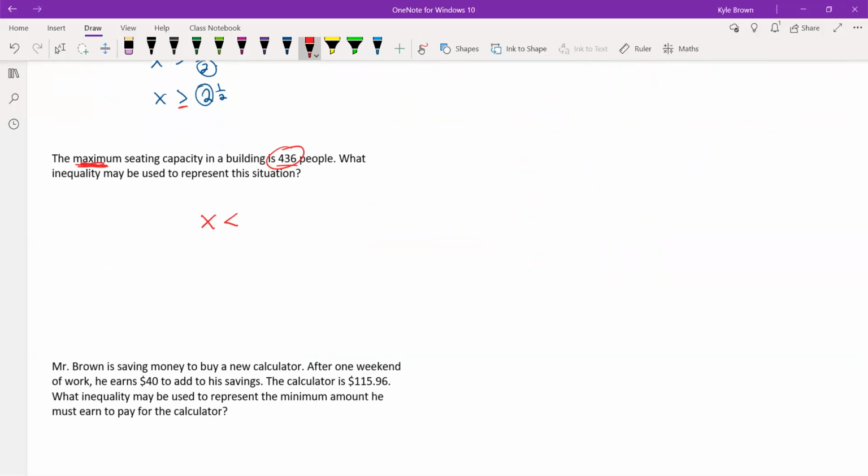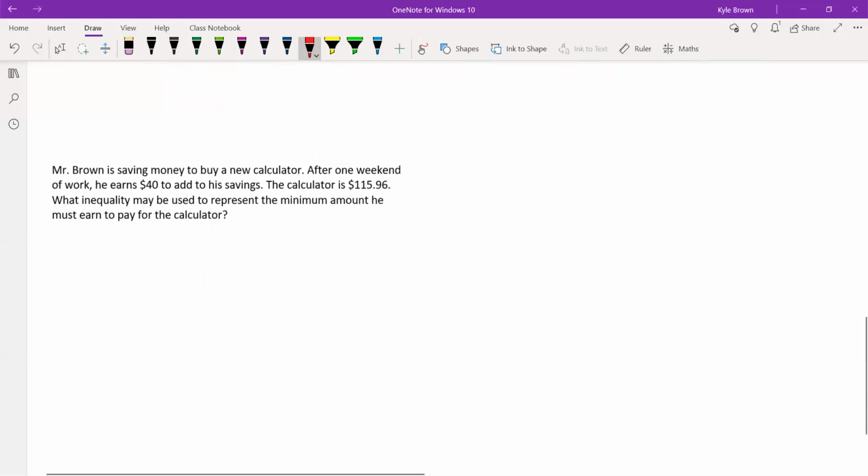It wouldn't make any sense to say x has to be greater than 436. That would mean you have to have more than 436 people in the building. So it's the other way around. x has to be less than, but in this case, the maximum seating capacity of the building is 436, so it could also be exactly 436. So we'll say x has to be less than or equal to 436. There it is written as an inequality.